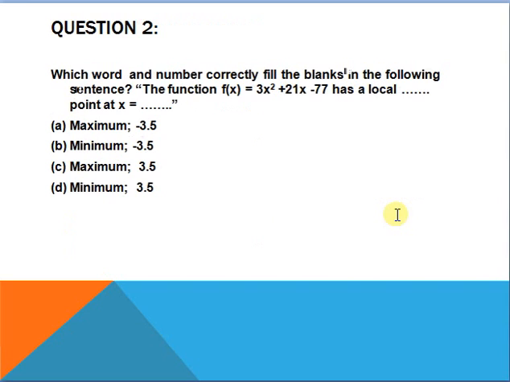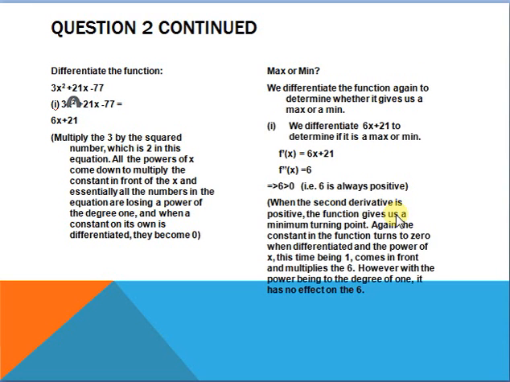So going on to our question, which word and number correctly fill the blanks in the following sentence? The function f of x is equal to 3x squared plus 21x minus 77 has a local blank point at x is equal to blank. So again, like before, we're given four answers, A, B, C or D. So going on to our question, firstly we have to differentiate the function, okay? So we're differentiating 3x squared plus 21x minus 77. So keep in mind the notes that I showed you before the question.